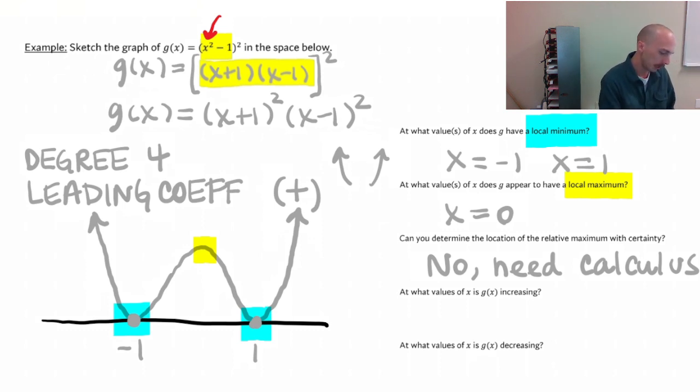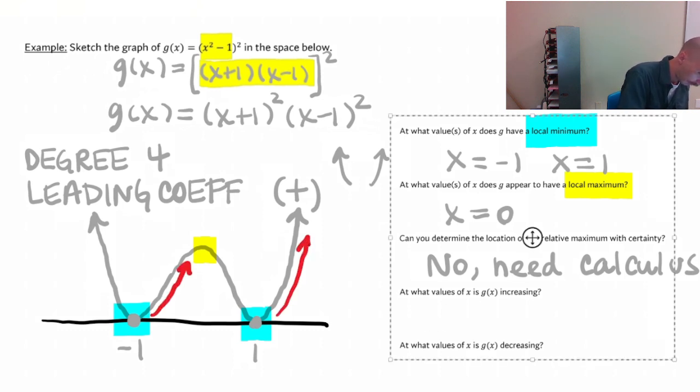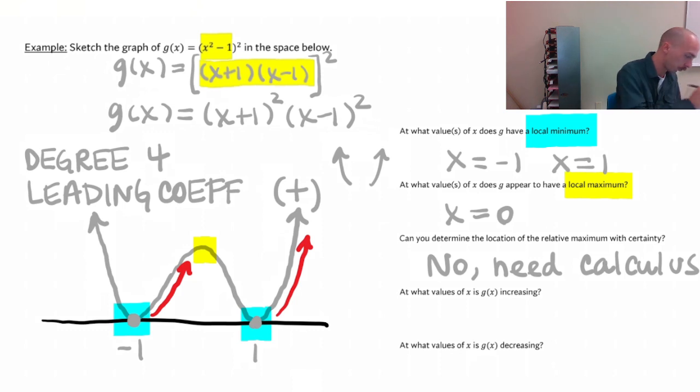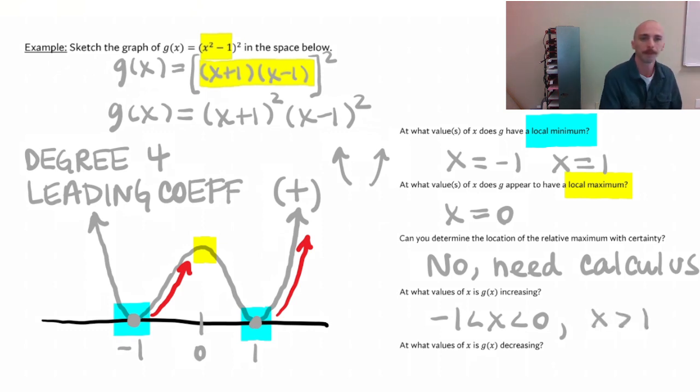What values of x is g increasing? Well, someplace where as I go left to right, the graph is going up. So I think I might use red for that. And I'm seeing it going up there and also up there. So that's going to be between -1 and, if you believe me, 0. Okay, so from -1 up to 0, but also from 1 to infinity, so where x is greater than 1.